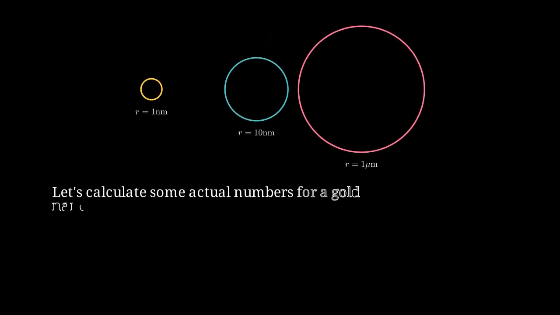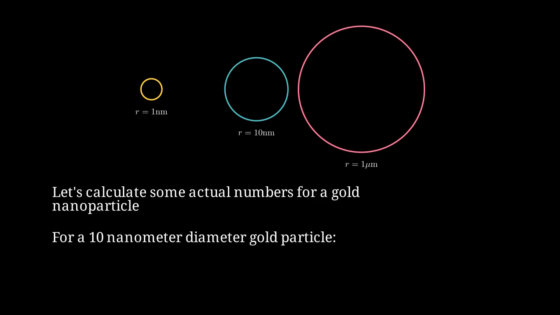Let's work through a concrete example using a gold nanoparticle to see real numbers. Consider a gold nanoparticle with a 10 nanometer diameter, which means a 5 nanometer radius. The radius is 5 nanometers, or 5 times 10 to the negative 9 meters. The surface-to-volume ratio is 600 million per meter. That's enormous compared to bulk materials.